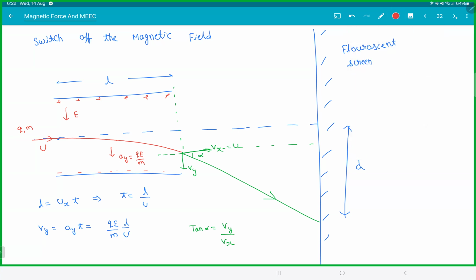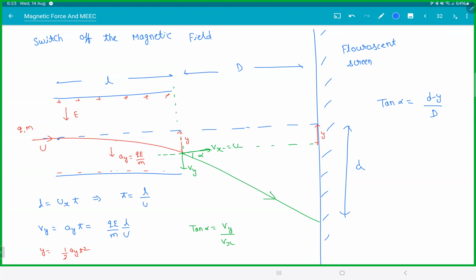And I know this deflection, that's your y coordinate. Y is equal to half ay t square. That would be your y coordinate. There, you got everything here. So this is y. I know alpha, I know d, and I know the distance from the screen. Let's call this capital D. And from there, I can get tan alpha is equal to d minus y by capital D.